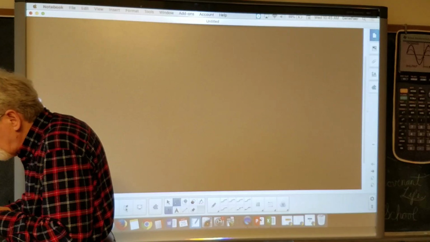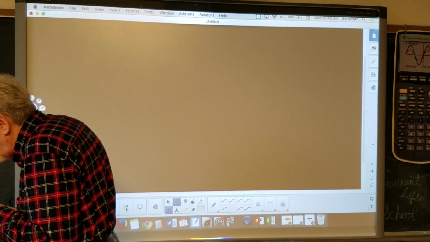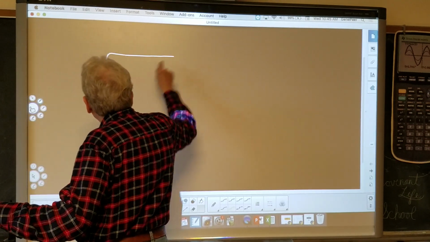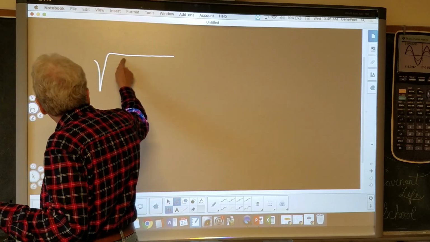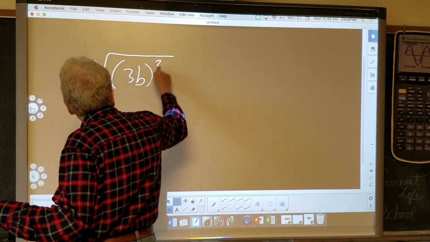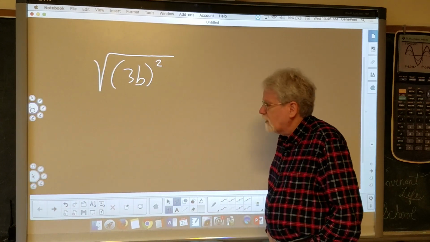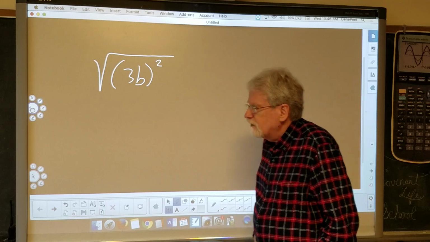Let's take a look at example 7, which is a little bit trickier. The square root of 3b squared. Well, that's not tricky. Sure, it is actually kind of tricky. Because here's the deal.